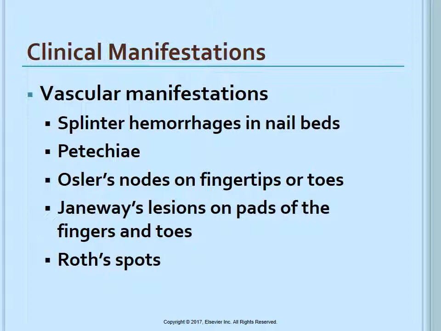Osler's nodes, painful, tender, red or purple pea-sized lesions, may be found on the fingertips or toes. Janeway's lesions, flat, painless, small red spots, may be seen on the pads of the fingers and toes. Eye examination may reveal hemorrhagic retinal lesions called Roth spots.